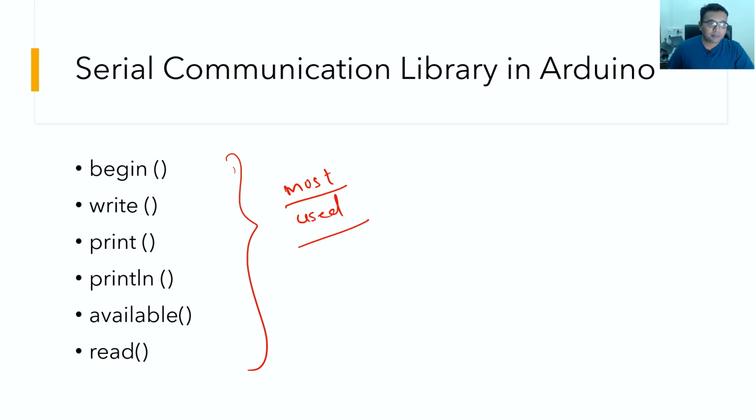So Serial.begin is a function which we will be using to start the communication. We need to specify the baud rate over here. Then Serial.write is a function which is used to send a single byte on a serial device from the microcontroller, or from the ESP32, to the other device.